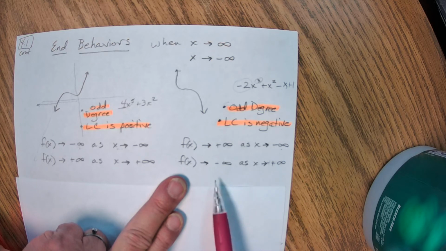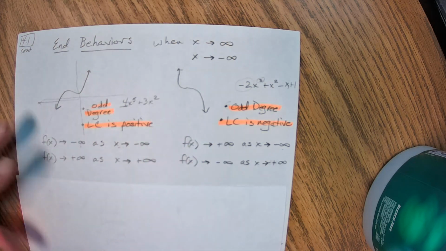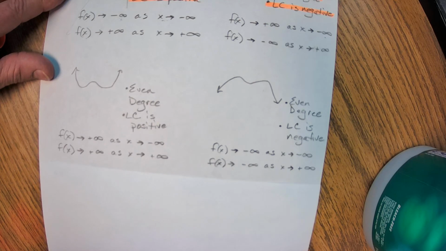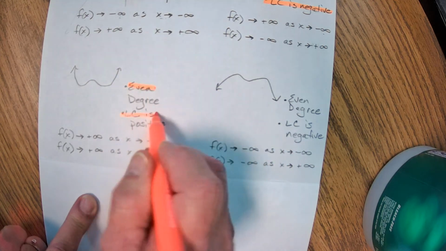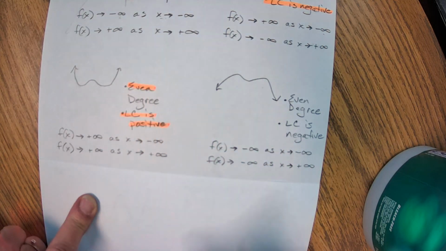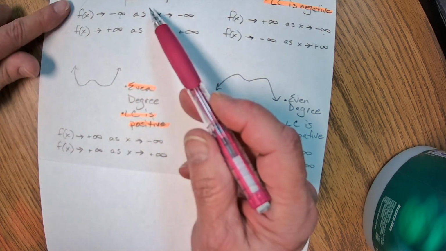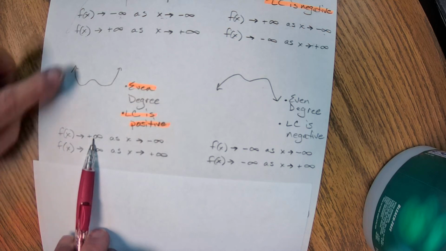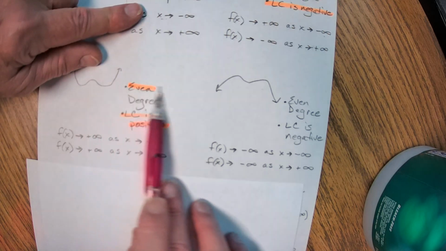I also have a little chart up on the whiteboard of end behaviors, but you're going to want this chart in your notes too, because there's going to be questions like this on the test. So then, if we have an even degree and the leading coefficient is positive, notice that the end result is the same, right? The function approaches positive infinity as x approaches negative infinity, and it approaches positive infinity as x gets bigger, as x approaches positive infinity.